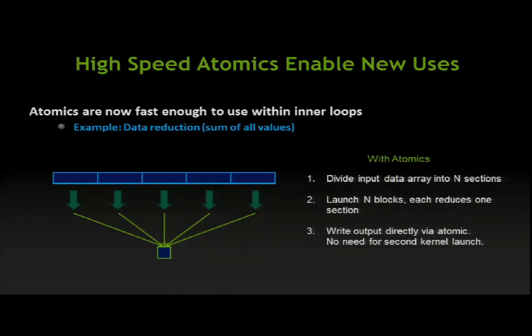And it actually helped very much on Fermi. But with Kepler, all this effort is basically gone. They can now just use atomic updates in global memory, and they get good performance. So again, it can help you save a lot of effort by just using atomics.